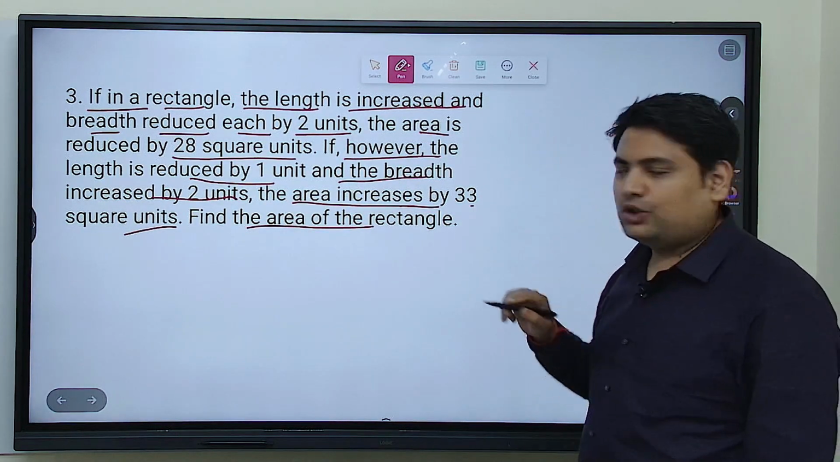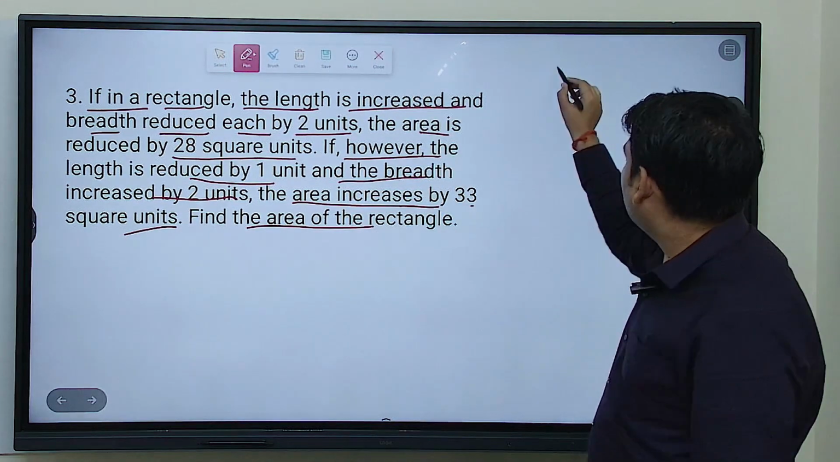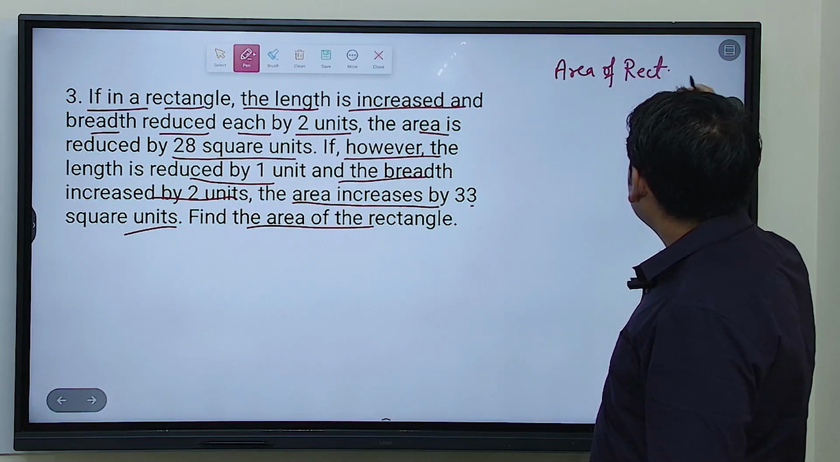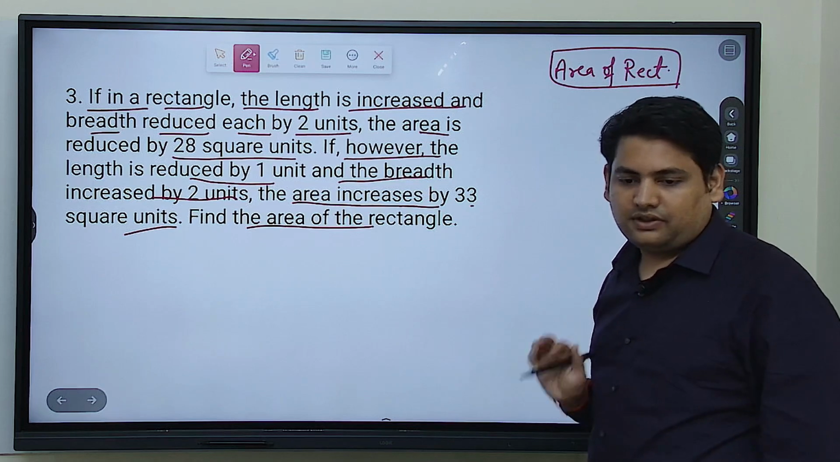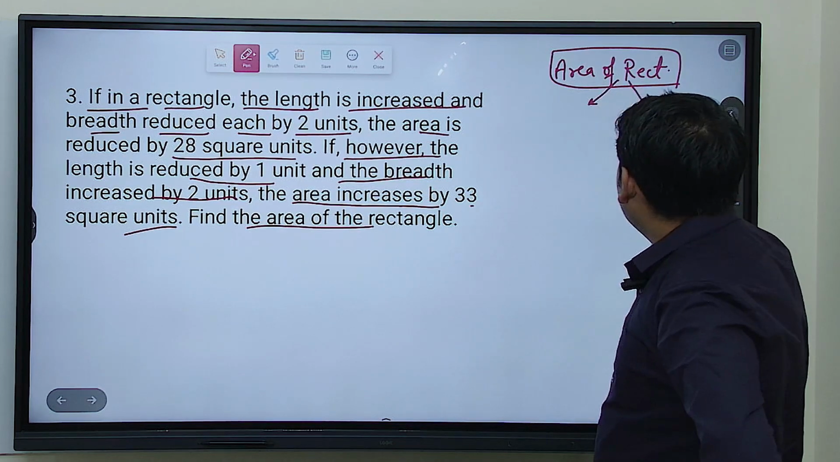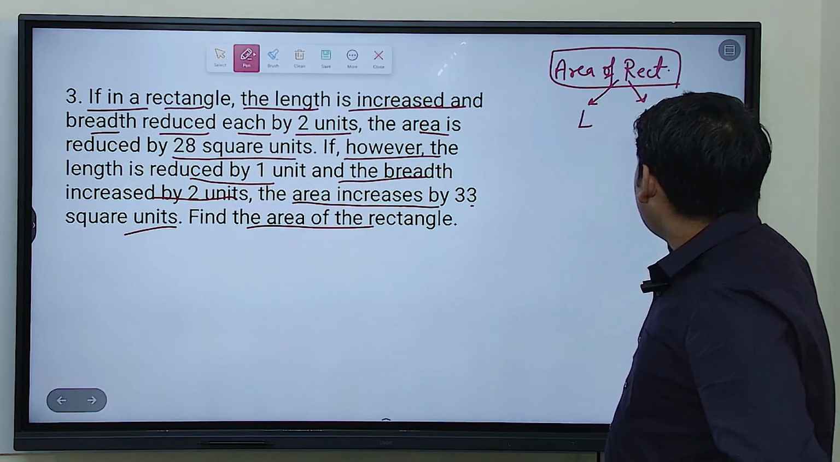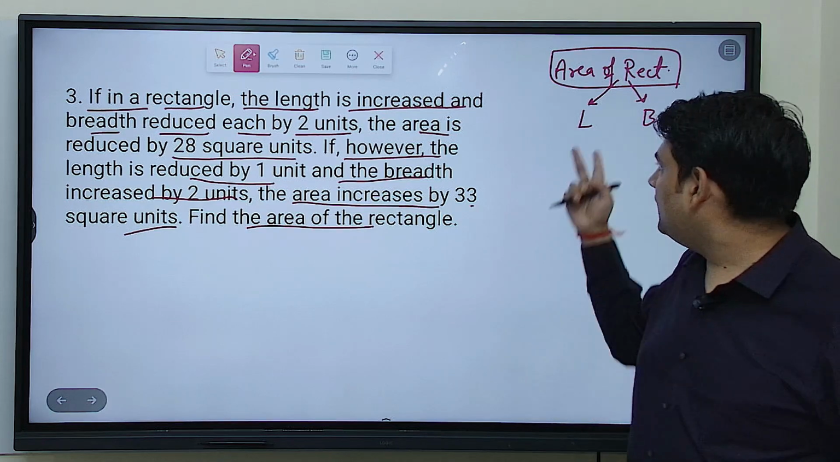Now first thing that I'll assume is what I need to find. I need to find the area of rectangle. This is the final thing that I need to find. Correct? This we write first. Then what do you need to find the area of rectangle? It's length and breadth. So these become our two variables, that is length and breadth.